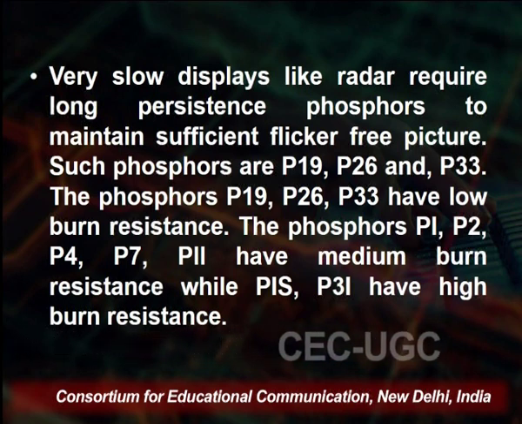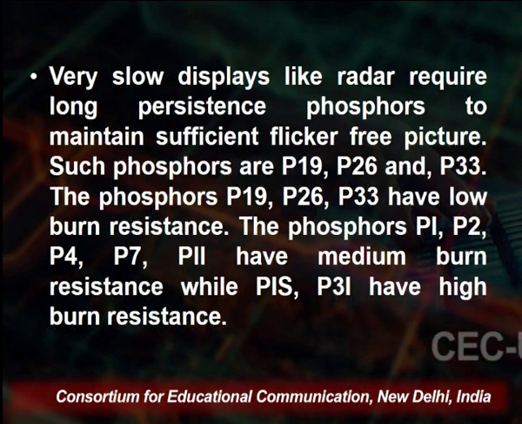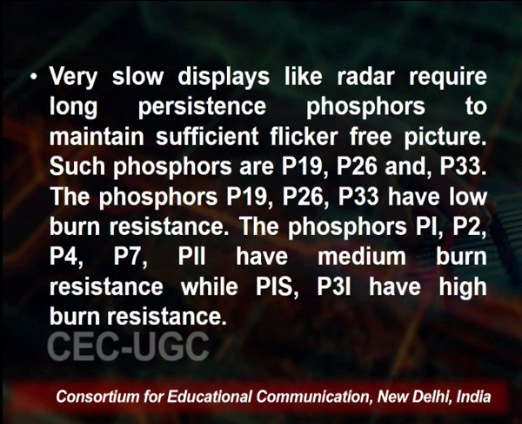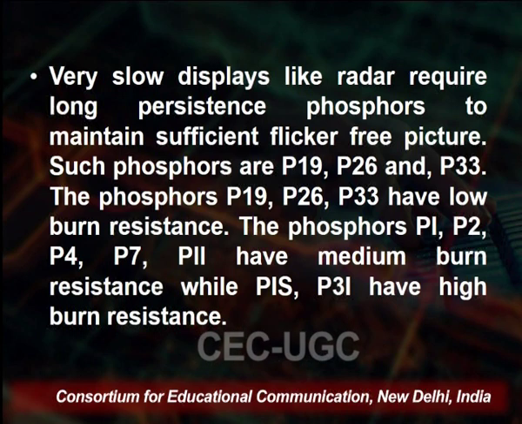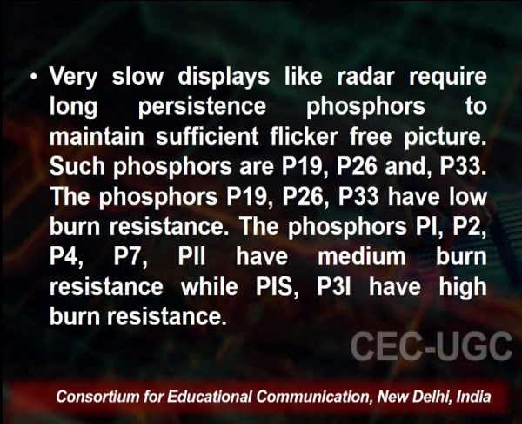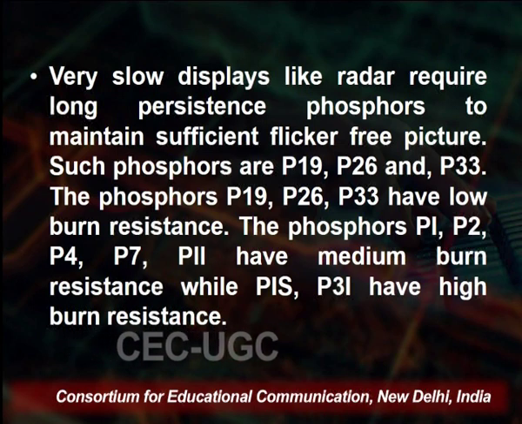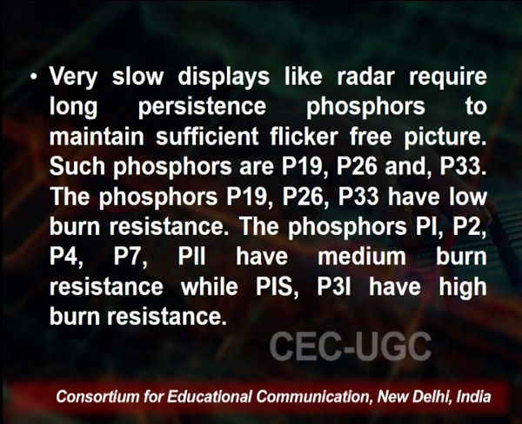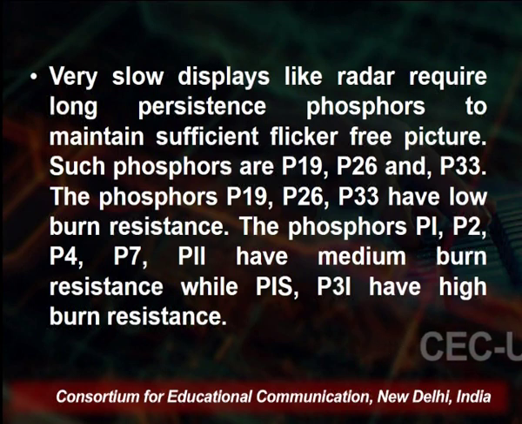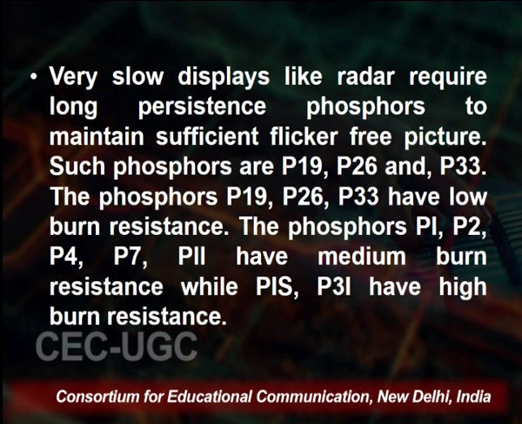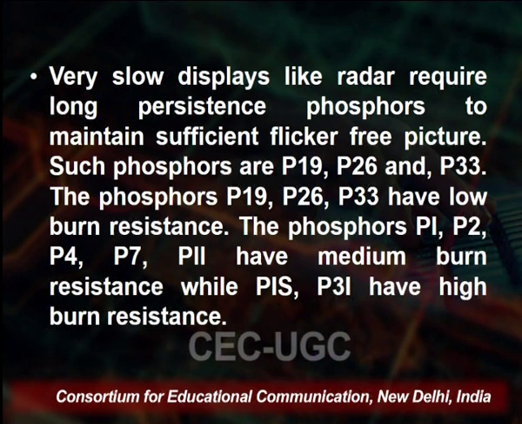So, on the basis of the phosphor we get the output display. The phosphors P19, P26 and P33 have low burn resistance, so we get the display in a slow manner. The phosphors P1, P2, P4, P7 and P11 have medium burn resistance, while P31 has high burn resistance.